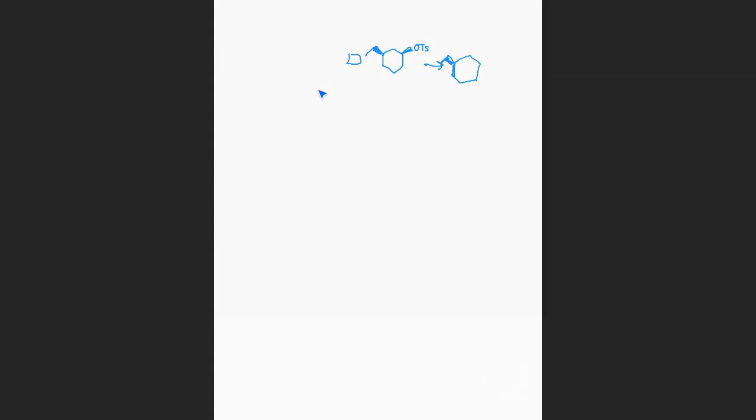We're going to part A. We do have the tosyl chloride, right? That just changes this OH to OTs, and we have NaCN, with CN being your nucleophile and OTs your leaving group. So this does an SN2 reaction where you invert the stereochemistry.